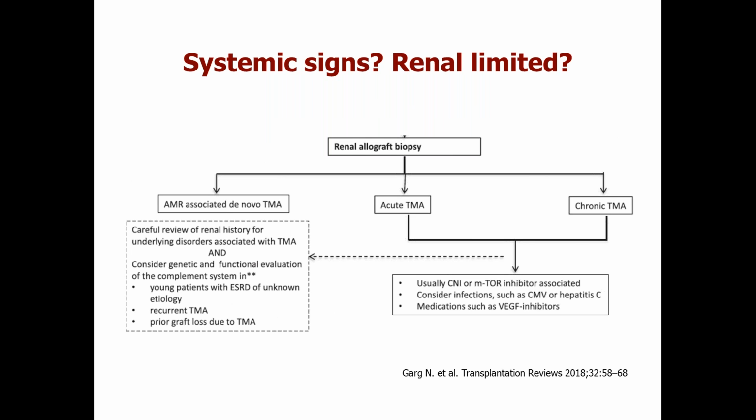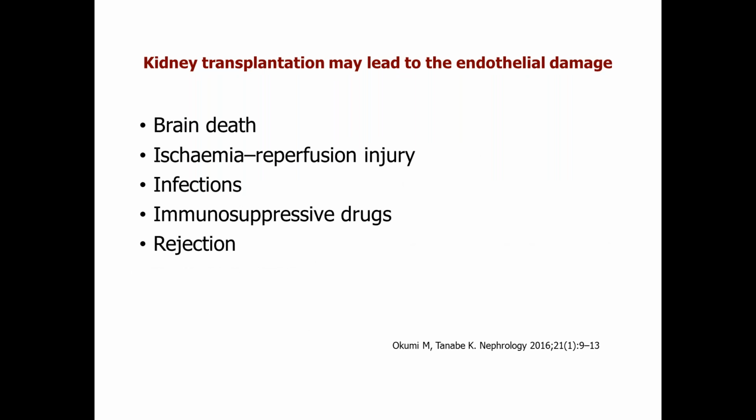Further workup should include renal biopsy, and if we see the signs of thrombotic microangiopathy, we should sort out whether there are systemic signs or the disease is renal limited. If it's renal limited, we should rule out whether it is calcineurin inhibitor or mTOR inhibitor associated. We should search for infections, and of course we should look for antibody-mediated rejection.